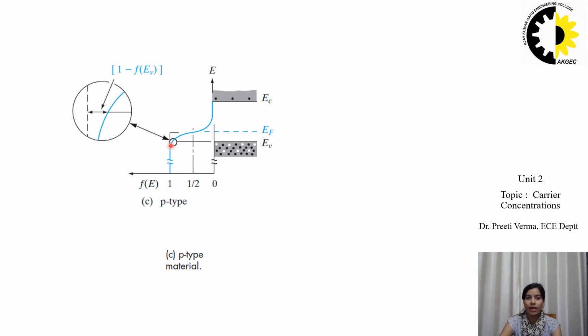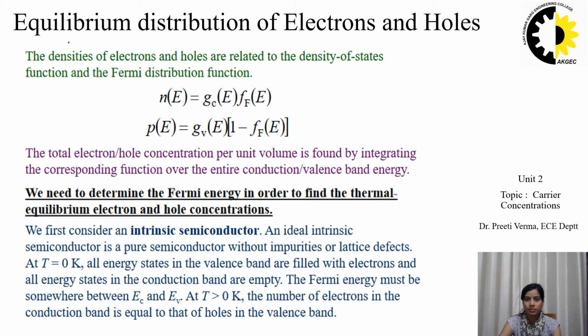So here we can find the probability of existence of a hole, and there is a gap from this 1 by 2 value of the probability, and this will look similar to this edge. The Fermi energy level for this p-type semiconductor will lie above the valence band energy level. Now, how can we calculate the concentration, that is the distribution of electrons and holes?